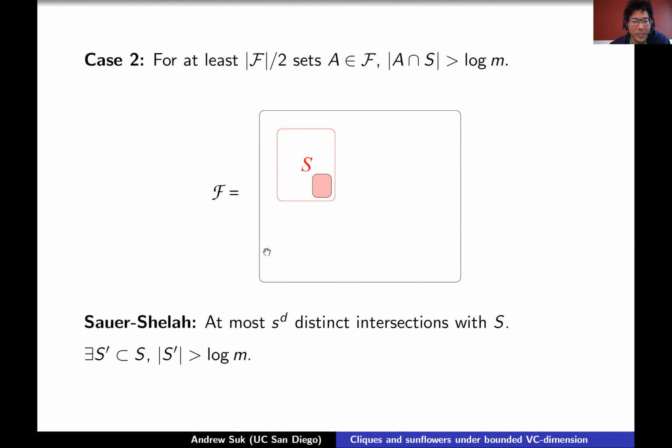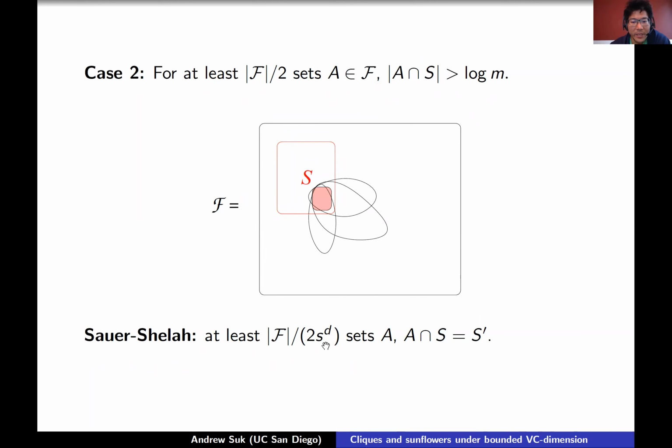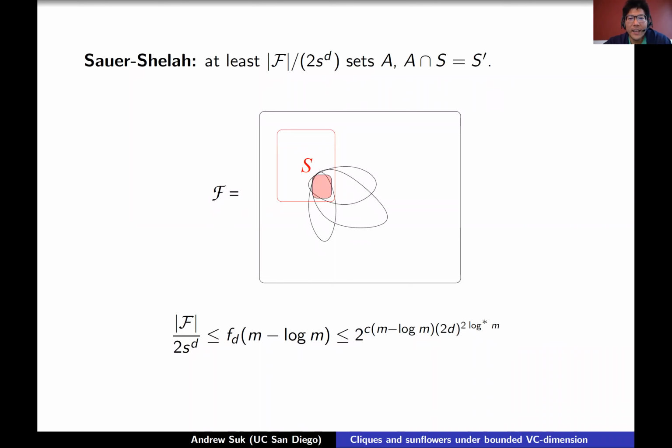which means that there must be one of those subsets, S prime, of size at least log m, such that at least this many sets from my set system intersect S on exactly S prime. And S prime is large. It has size at least log m. And now I can follow the argument of Erdos-Rado by just modifying those sets by pulling all of those log m vertices out to get these sets of size m minus log m.